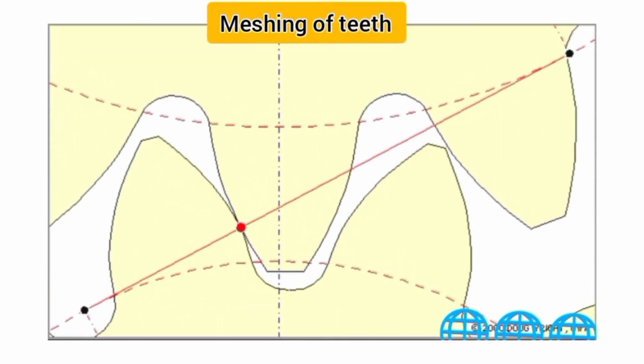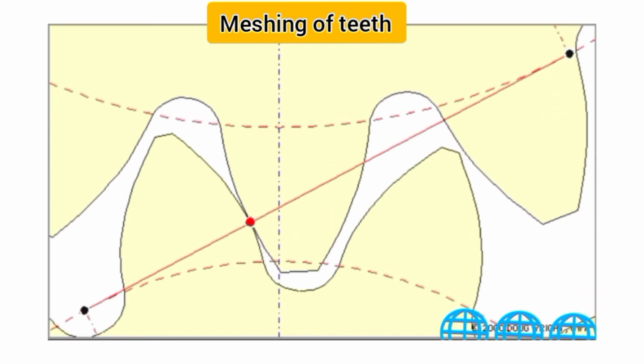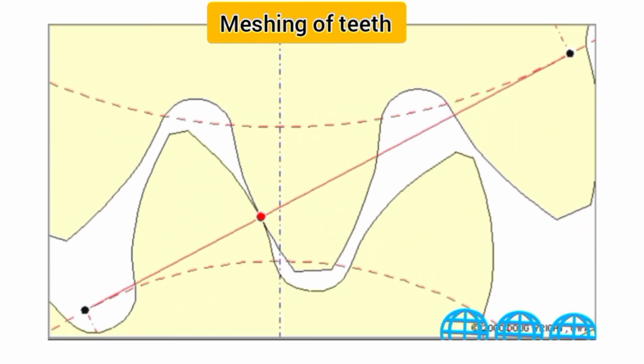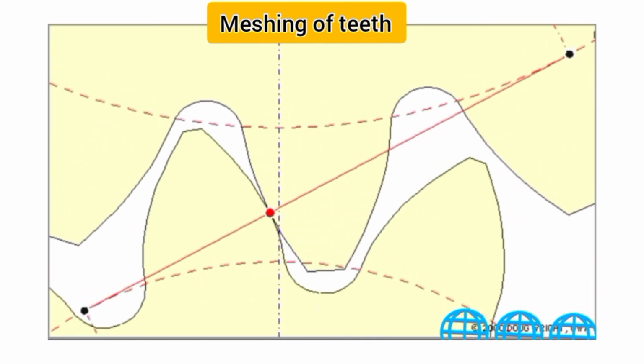There is one more term that we are going to use, which is meshing. The teeth of one gear are inserted between the teeth of the mating gear, a process referred to as gear meshing. So by meshing of the teeth, gears transmit rotary motion from one shaft to another shaft.